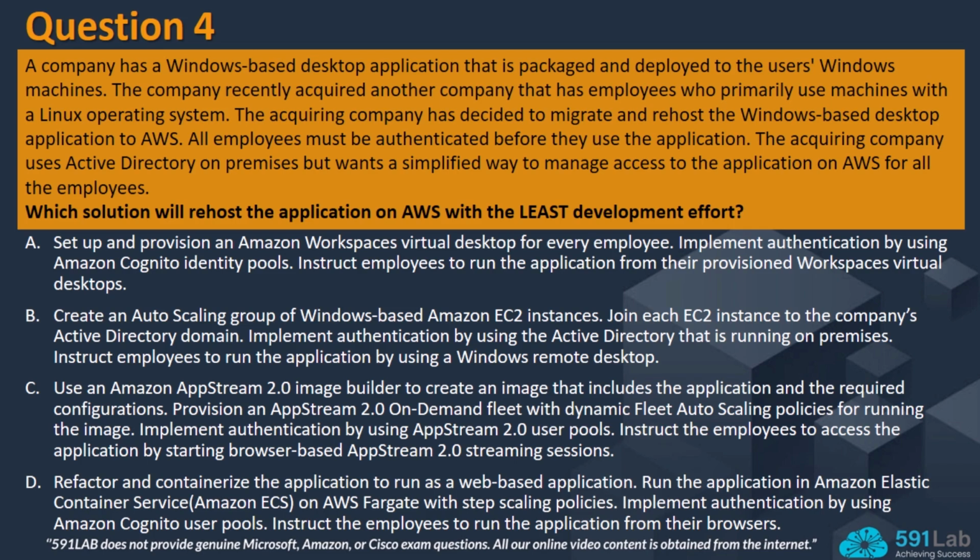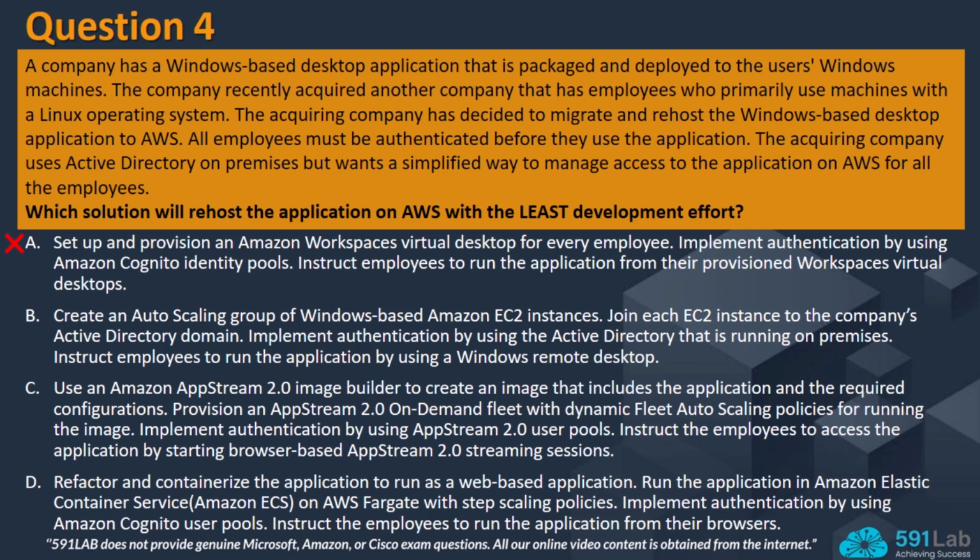Option A. Set up and provision an Amazon WorkSpaces virtual desktop for every employee. Implement authentication by using Amazon Cognito identity pools. Instruct employees to run the application from their provisioned WorkSpaces virtual desktops. This option involves setting up Amazon WorkSpaces for each employee, which can be complex and may not be the most efficient solution. It also requires implementing authentication using Amazon Cognito identity pools, which adds additional complexity. So this is not the correct answer.